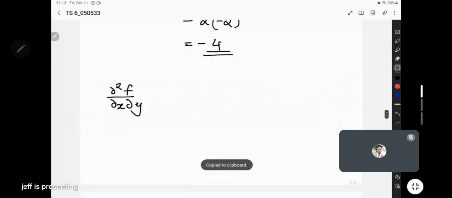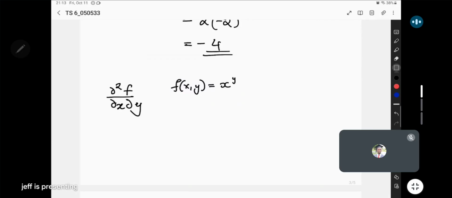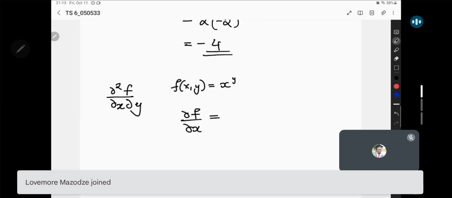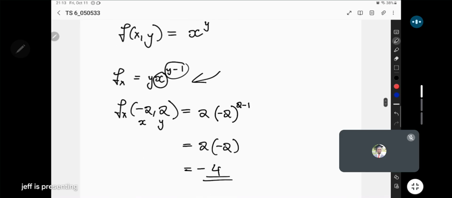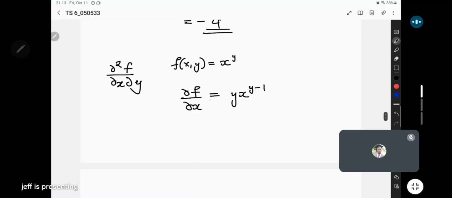Now for this one, what do you do? Since we had already obtained the partial with respect to x, partial f, partial x, we'll just go ahead and get the second partial derivative. The response came out as y, x to the power y minus 1. This is what we ended up having when we got partial f, partial x. Now, to this expression, we'll get its partial derivative, but this time with respect to y.